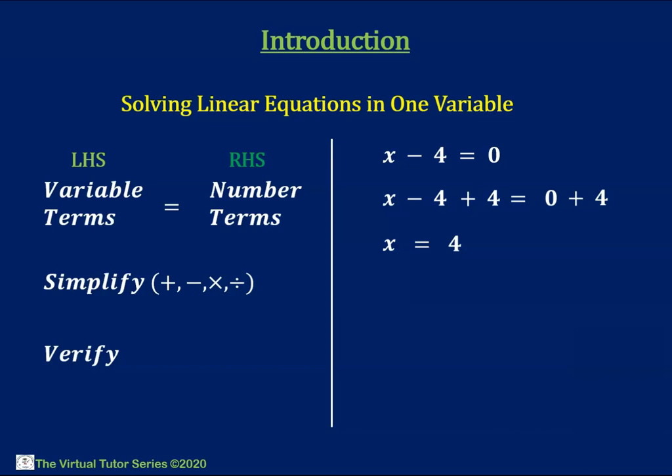To verify whether this is true, let's put 4 in place of x. This gives 4 minus 4 is equal to 0. 4 minus 4 is 0. Therefore, 0 is equal to 0. And so, 4 is the root of the equation x minus 4 is equal to 0.